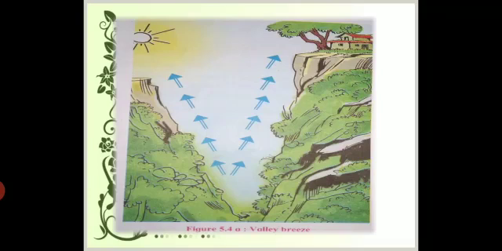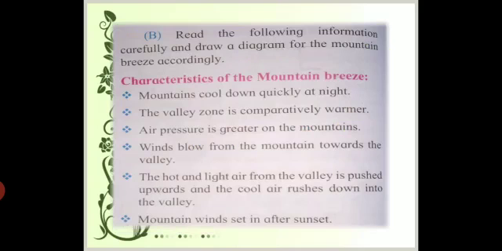The flow of air reverses as the sun is going down at night. This is because the mountain slopes at higher elevations or height cool more quickly than the valleys. Turn the page to 24, Activity B. Read the following information carefully and draw a diagram for the mountain breeze accordingly. So first we will learn the characteristics and then draw the diagram.